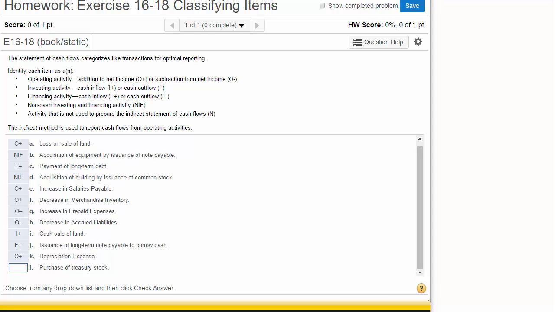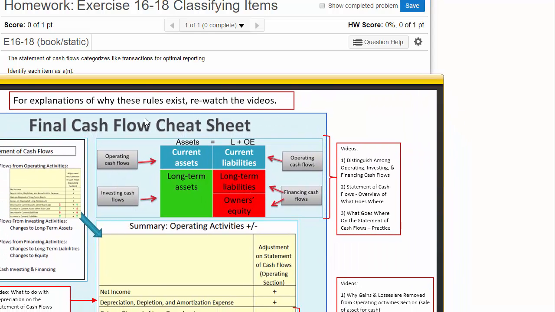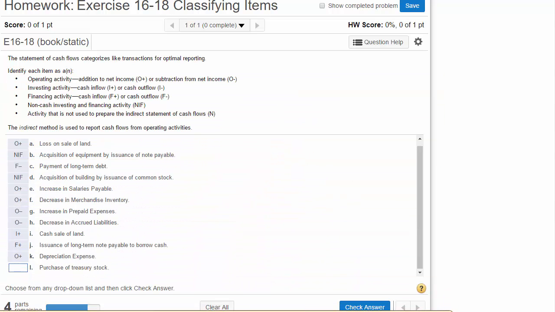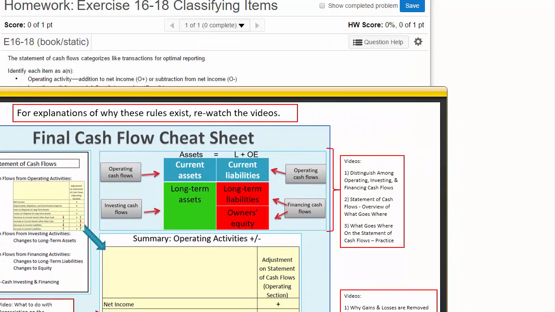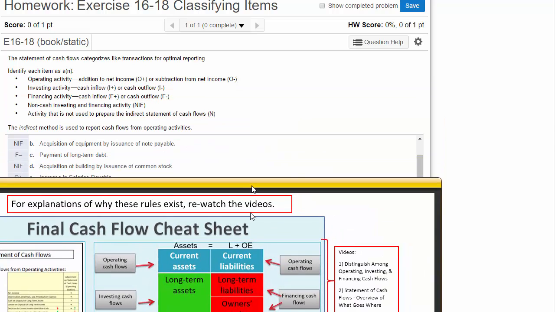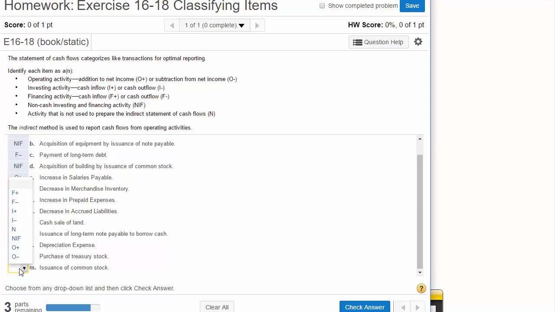Purchasing of treasury stock. What type of account is treasury stock? It is a contra equity. That's affecting equity, so that's going to be financing, an F. And since we purchased treasury stock, which way is cash going? It's going down, so it's an F minus. Issued common stock. Common stock is an equity account, so it goes in the financing section. Since we issued common stock, we got cash, so it's F plus.